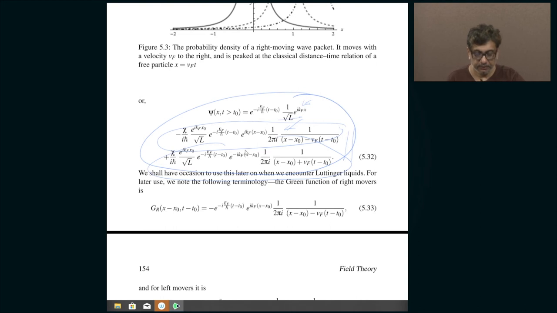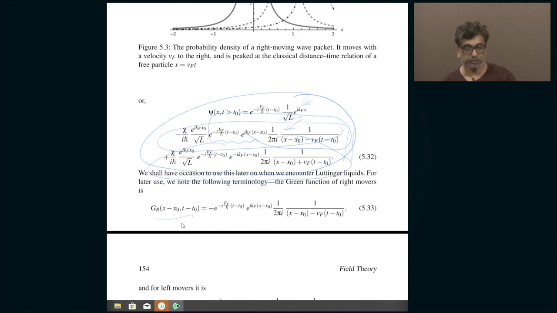So, now if you just highlight this part, this is going to correspond to the Green's function of the right movers. It is called that as usual because if you multiply that by the strength of your potential, you get the actual wave function.